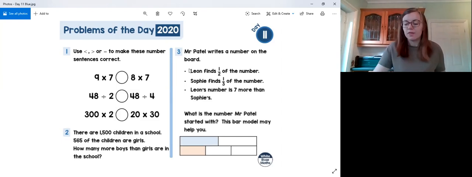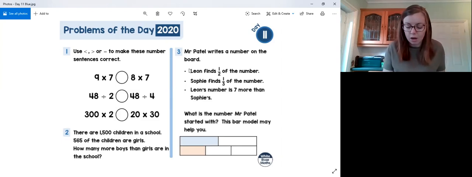So we have, there are 1,500 children in a school. 565 of the children are girls. How many more boys than girls are in the school? So this is exactly like the orange question, but slightly bigger numbers. So let's do it the same way.